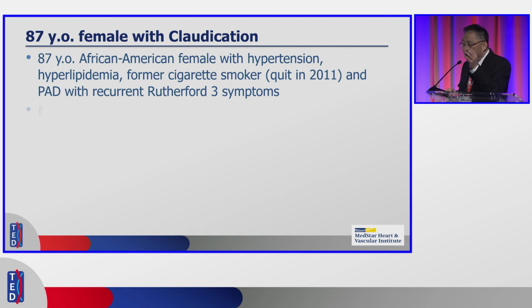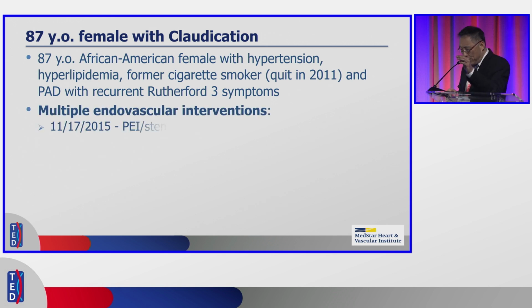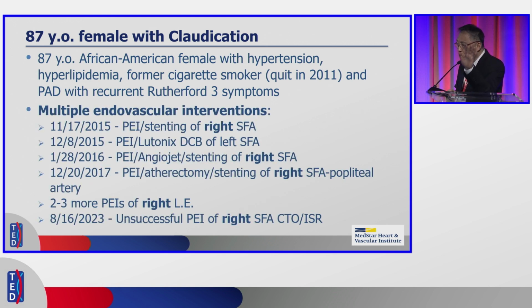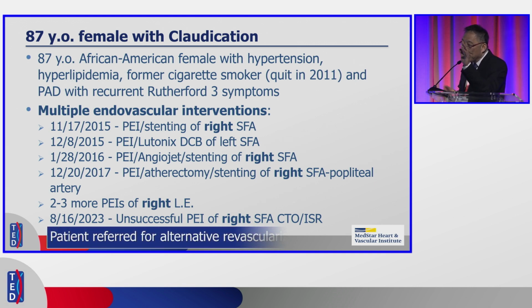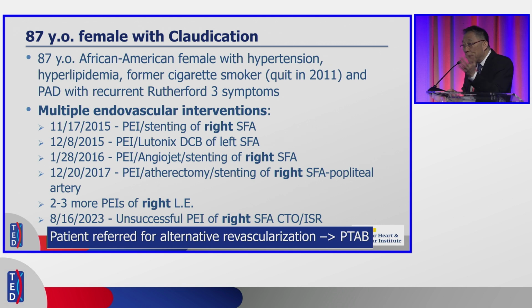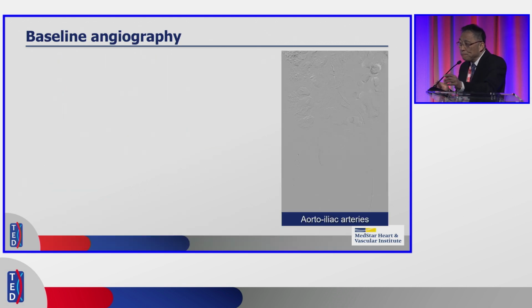So, a female, 87, with multiple interventions. We have to go through all of this. Multiple interventions on the right leg. The last one was in 2023, and they couldn't get it. She was symptomatic for about a year. Then they called me, so we could give it a try. So I actually referred her for PTAB at the time, when the commercial PTAB came in.